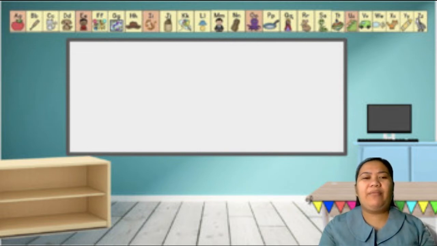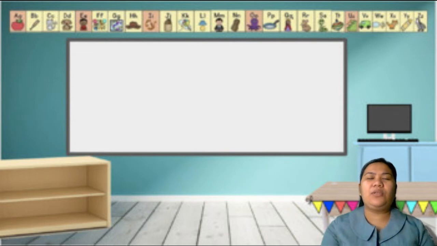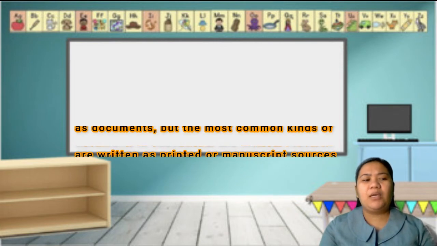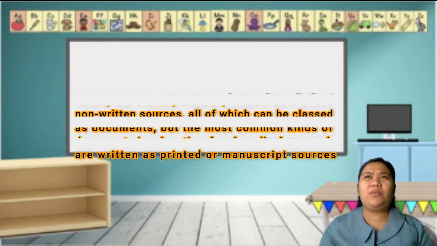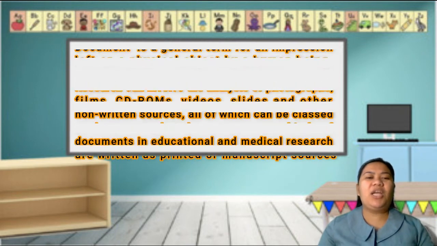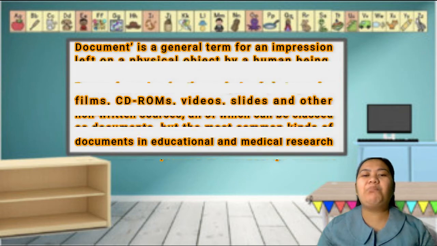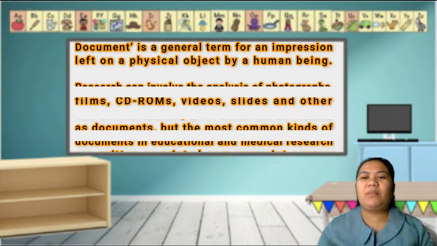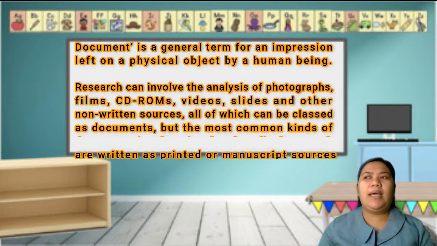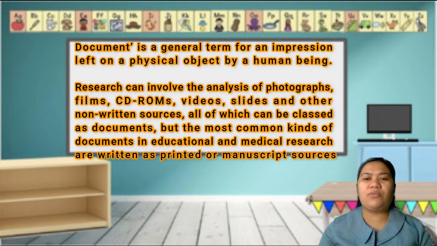The nature of documentary evidence. During the document search, it is helpful to clarify exactly what kinds of documents exist. So you need to have categories or a categorization in line with the type of documents that you are looking for. Absolutely, that would be in line with the topic that you are looking for. In general, a document is termed as an impression left on a physical object by a human being. So it is something tangible, can be touched, can be read by researchers or students, of course.